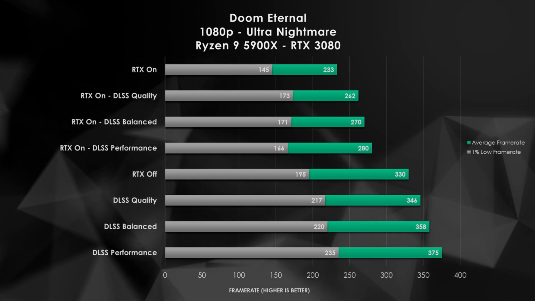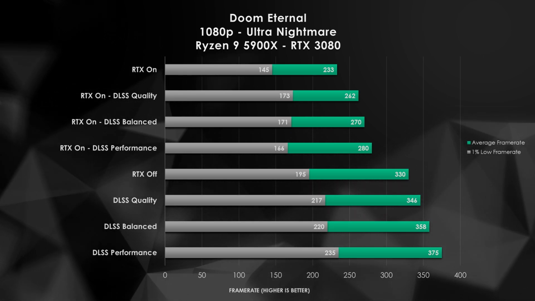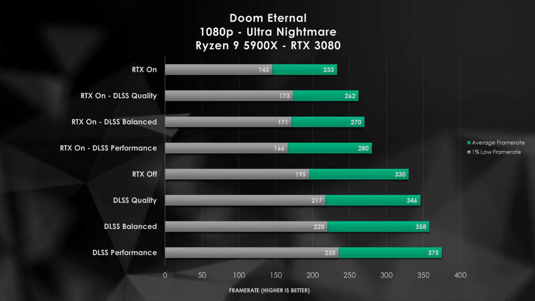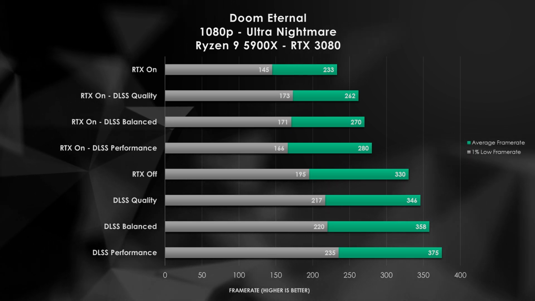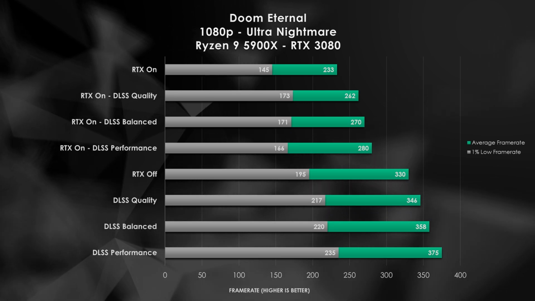But if you forgo the ray tracing option and go straight to DLSS, we are able to go up 16 FPS going just to the straight quality mode, and we gain an additional 12 and then an additional 17 frames going all the way to DLSS performance mode.